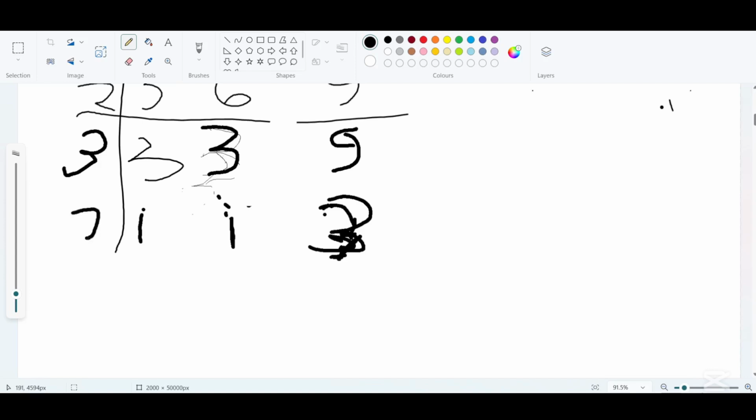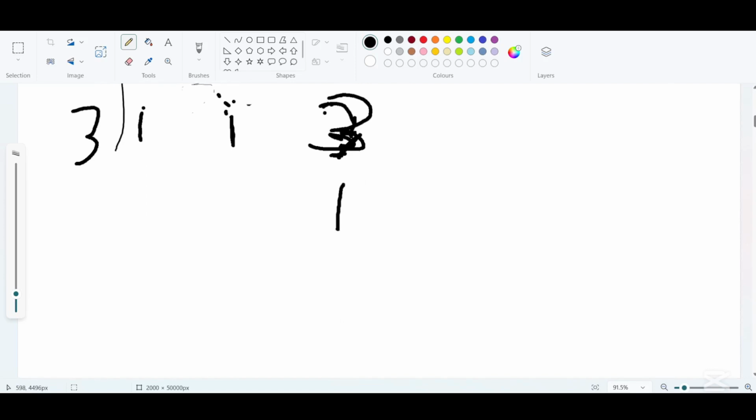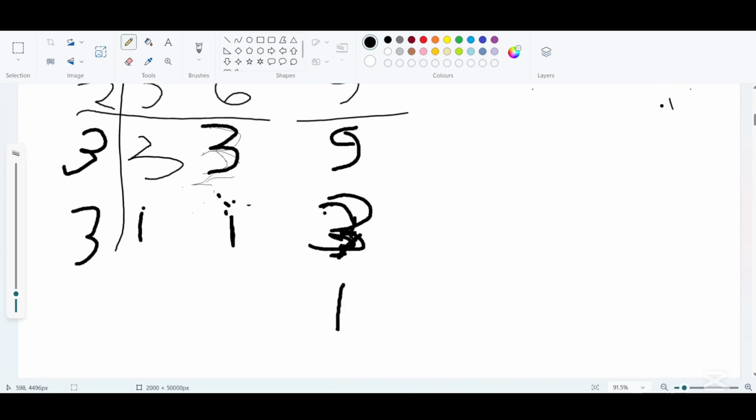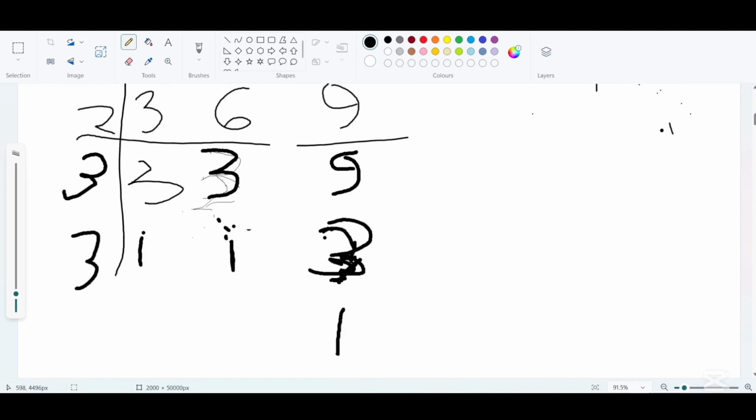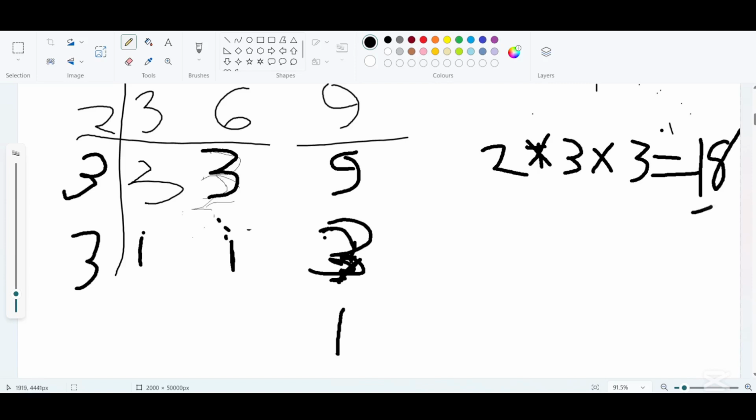It's still gonna be 3. And 3 cut 3 is still gonna be 1. So when everything is now 1, 1, 1, it means we are done. So what's going to be the final answer? The final answer is gonna be 3 times 3 times 2, which is 18. So 18 is the final answer.